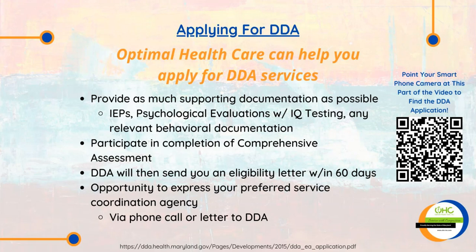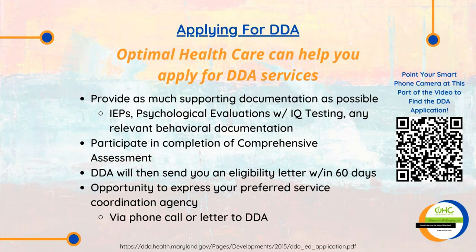Once DDA receives the completed comprehensive assessment, DDA will send you an eligibility letter within 60 days notifying you of their decision. Part of this letter includes the option to indicate which service coordination agency you prefer to work with. The letter will have a list of service coordination agencies in your region, and you have the option to choose any agency that you wish.